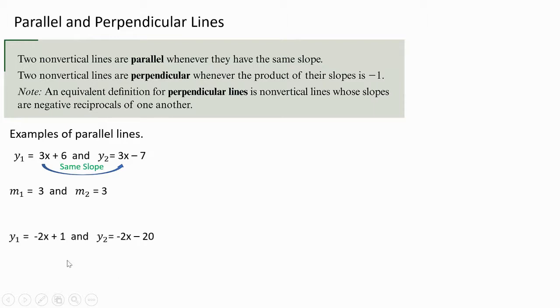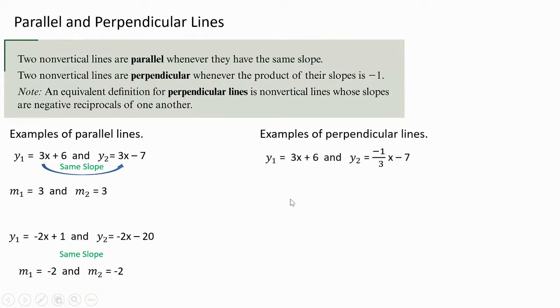Let's do another example. Line 1 is y equals -2x plus 1, and line 2 is y equals -2x minus 20. So again, they're the same slopes, -2 and -2. So these are also parallel lines. Now, examples of perpendicular lines. Okay. Now, here we go.